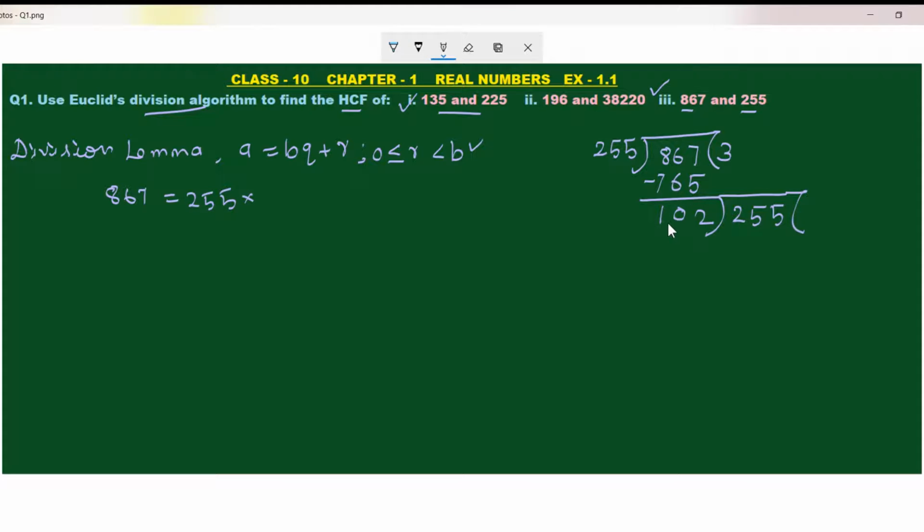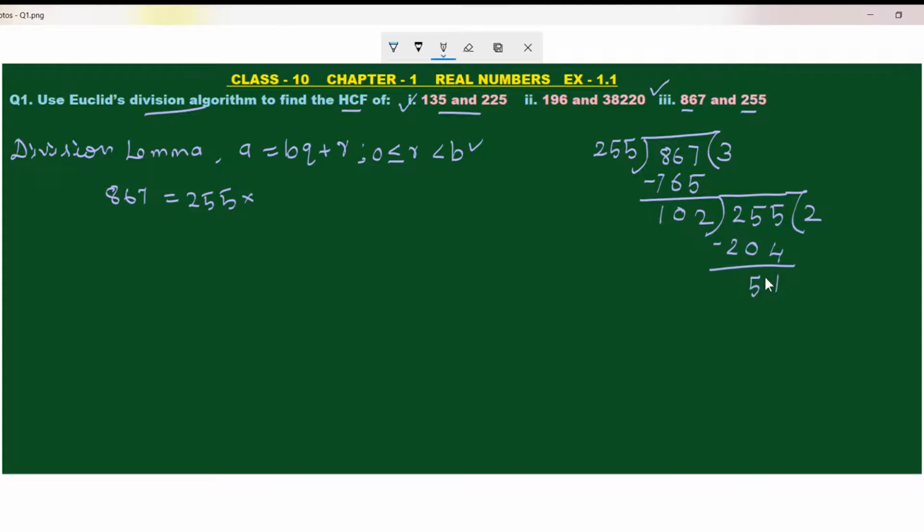Here the divisor is 102, dividing 255. So what is the quotient we can take? Again we can go with 2 times because it is 102. We should go with 2 times. So 2 2s are 4, 2 zeros are 0, 2 ones are 2. After subtraction, what we will get? 5 minus 4, 1. 5. Here 2 minus 2, 0. No need to write that.